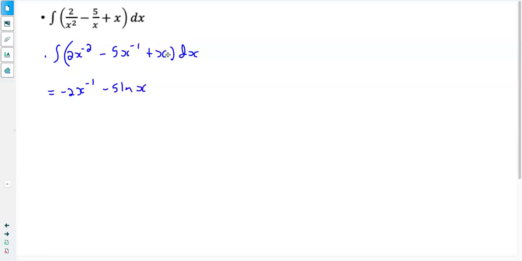And then this one, if we have x here, that means that we should have an x squared. And in order to cancel the 2 that's coming down, we need a 1/2 in front, and we'd have plus c. So we'll now rewrite this. It'd be negative 2 over x minus 5 times the natural logarithm of x plus x squared over 2 plus c.